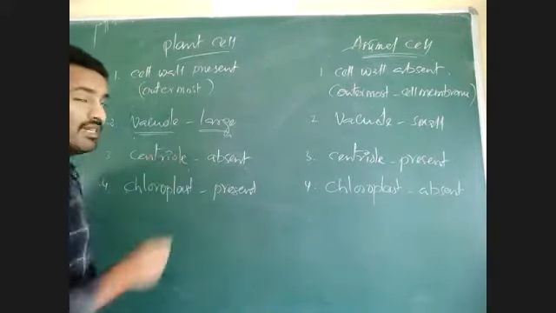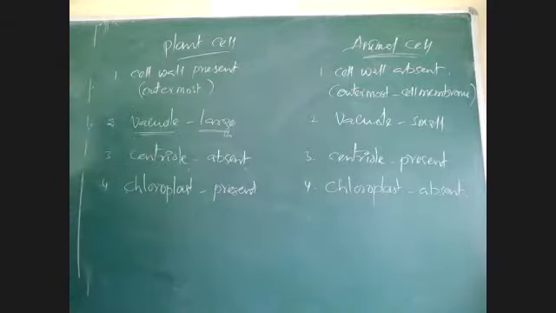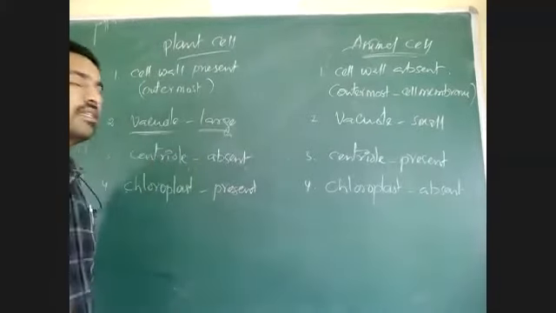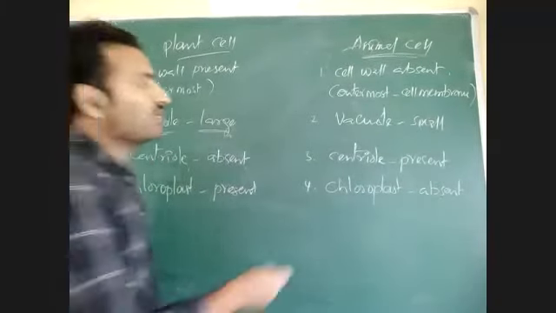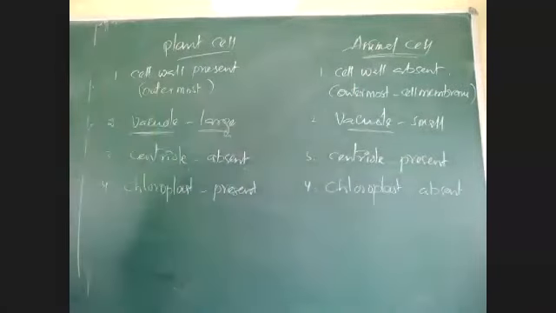But in plant cells, there is photosynthesis taking place, and photosynthesis involves water. So water is more required for a plant cell when compared to an animal cell. So the vacuole is very large in size in a plant cell. But in an animal cell, the vacuole has less function, so its size is small.